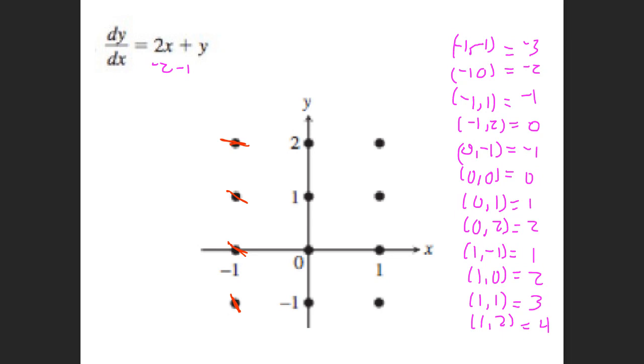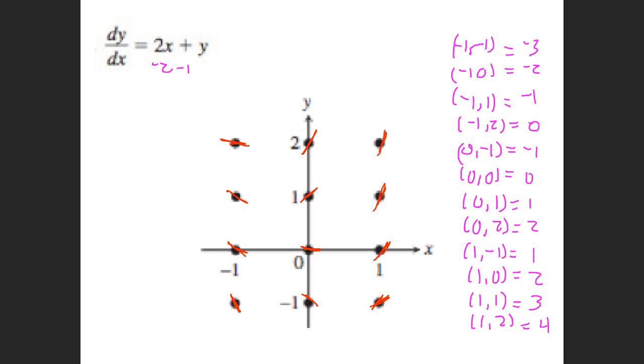Okay, and then again, I just go back here. So 0, negative 1, that's negative 1 slope. 0, 0, 0 slope. 0, 1, 1 slope. 0, 2, 2 slope. And then here I've got 0, 1, negative 1, so that's 1 slope. We'll go a little bit less. 2 slope, 3 slope, 4 slope.